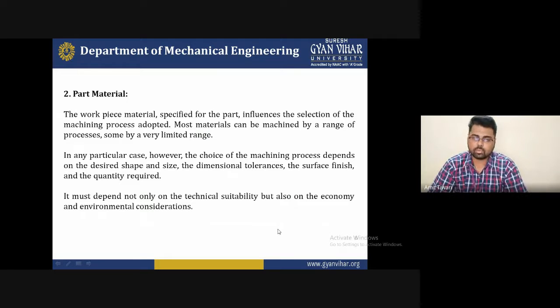the machining process adopted. Most materials can be machined by a range of processes, some by a very limited range. In any particular case, however, the choice of the machining process depends on the desired shape and size and the dimensional tolerances, the surface finish and the quantity required. It must depend on the technical suitability, but also on economic and environmental considerations.